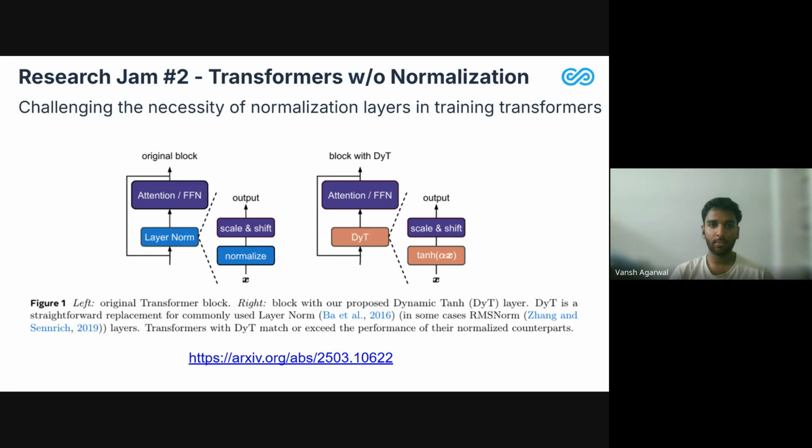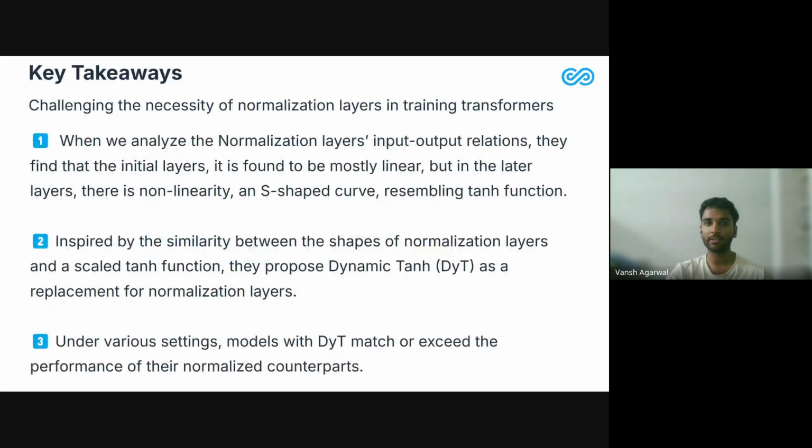Generally, when people play around with normalization layers, it's by changing the way you calculate the statistics, right? But in this paper, what they challenge is that they replace normalization altogether with a simple function, which they call Dynamic Tanh, presented here as tanh(αx). We'll go more into how it was implemented in the later slides.